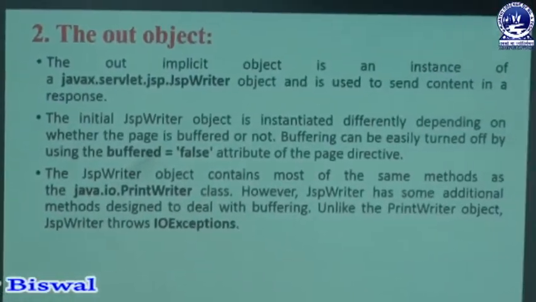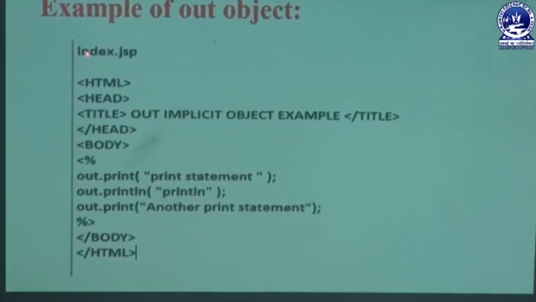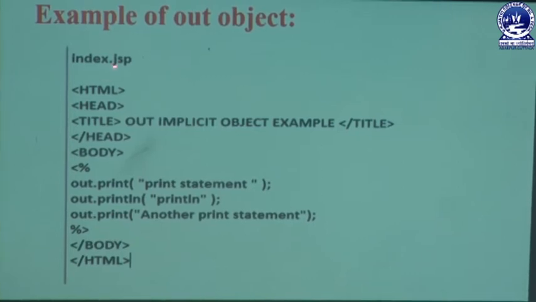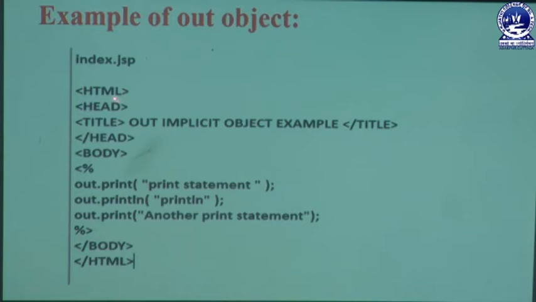Let us focus on the slide to see how to use it in our program. Here the out object is implemented in a page like index.jsp. In that page we create an HTML tag, and inside it a head tag containing a title with the message out implicit object example. Then the title and head sections are closed, and we start the body section.